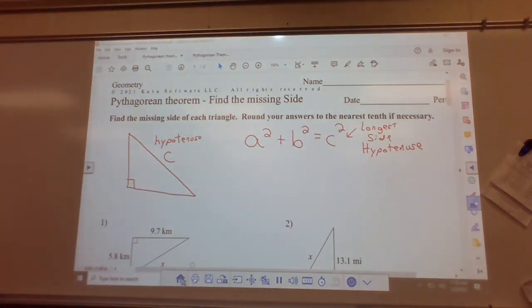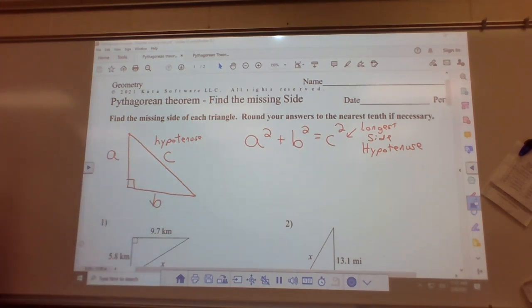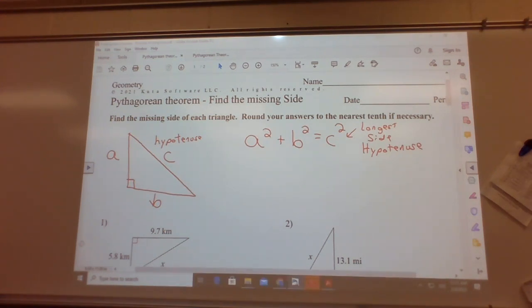The A and the B are the two legs. It doesn't really matter which one's which, because they're both the legs. So I'm going to put an A here and a B here. To find the missing side of a right triangle, we do A squared plus B squared equals C squared, and C has to be the biggest side. We all okay through there? Yeah.